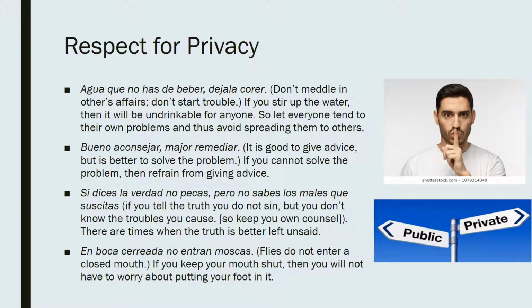Another important part of the Mexican communication and culture is the respect for privacy. Don't meddle in others' affairs, don't start trouble. If you stir up the water, then it'll be undrinkable for everyone. So let everyone tend to their own problems and thus avoid spreading them to others. In other words, keep your mouth shut and don't stir the pot.